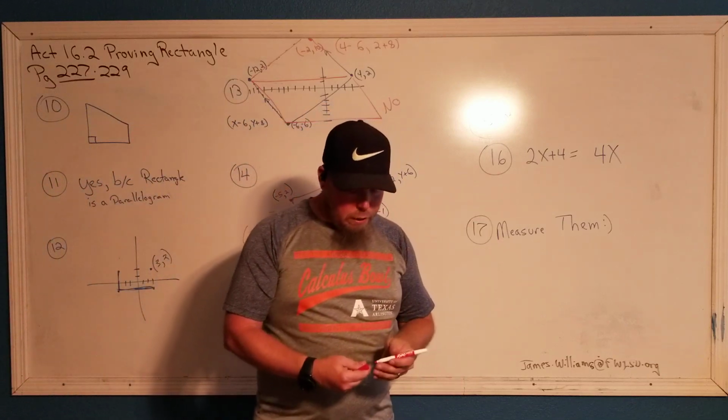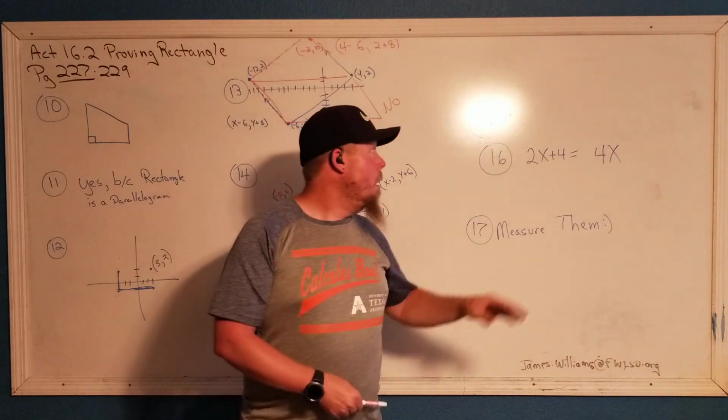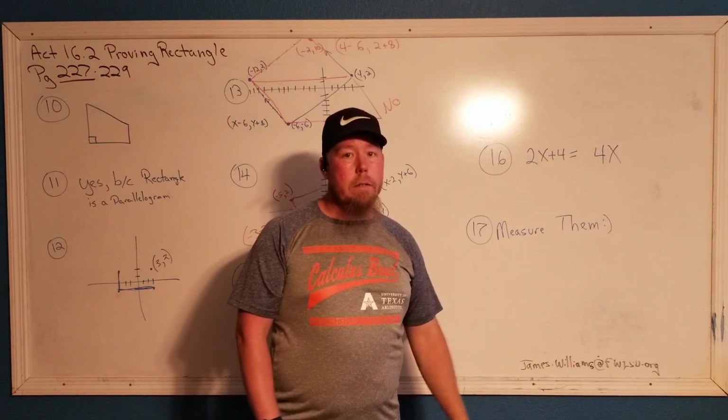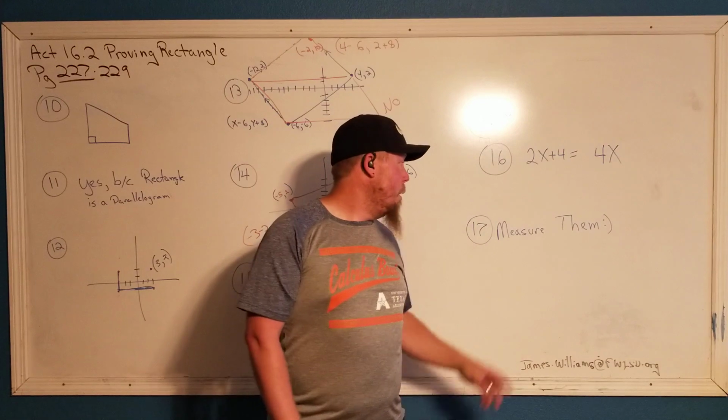16, same thing, too easy. I'm not going to work it out. This is not algebra 1. All you're going to do is set them equal to each other. Diagonals need to be equal to each other, so you set them equal to each other.